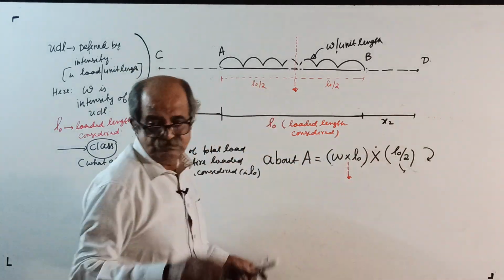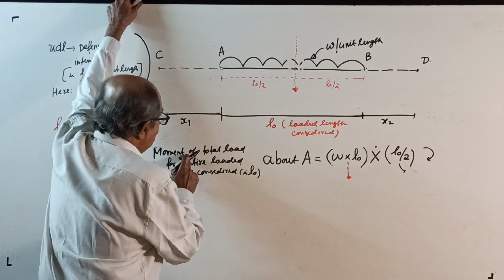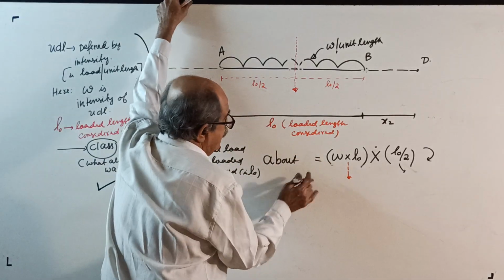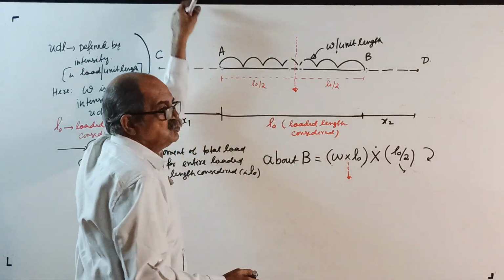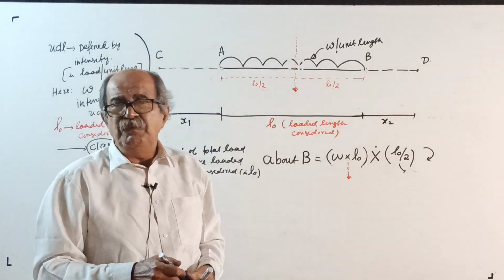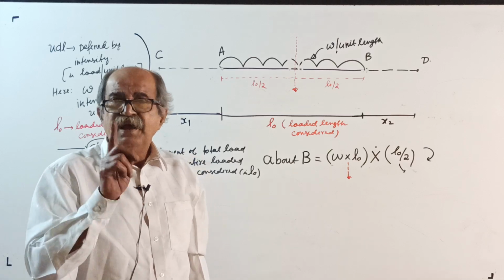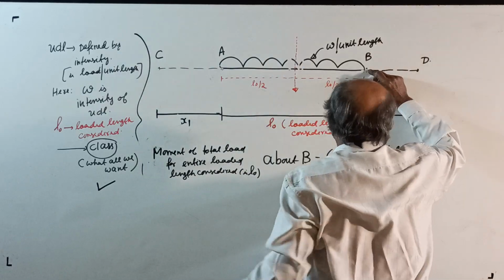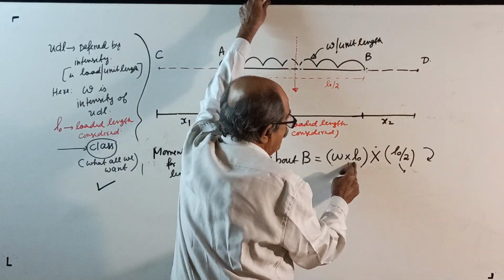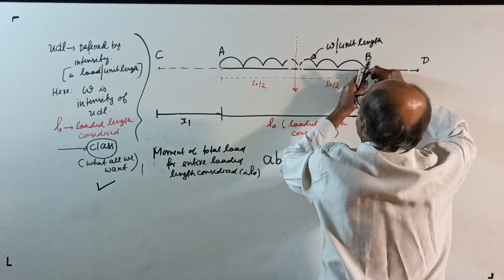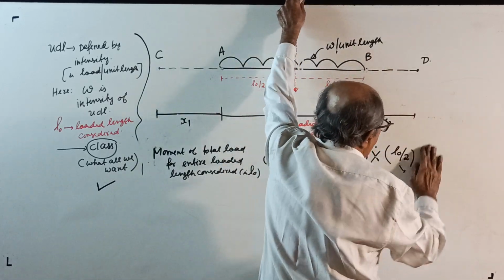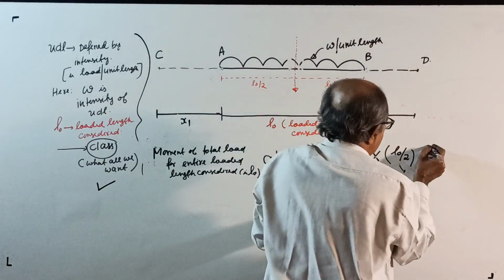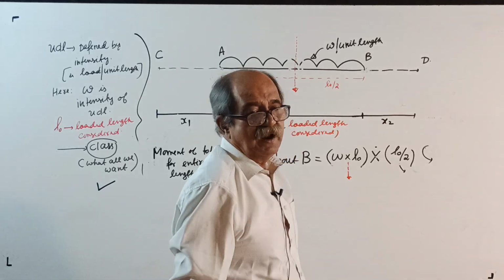Okay, removed. Right. Next, moment of total load for the entire loaded length considered, L naught, about B. You should not do it this way. Those who want to learn everything in the beginning, work hard. B equal to, see here, B. Total load, once again, W into L naught into, from B, perpendicular distance is once again L naught by 2, but this time it is anti-clockwise. Anti-clockwise. Okay, over.